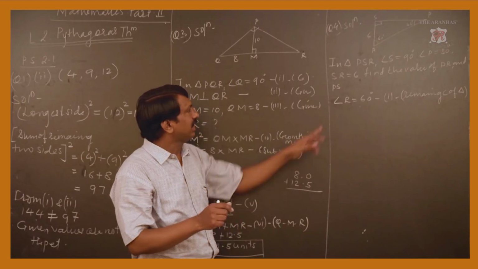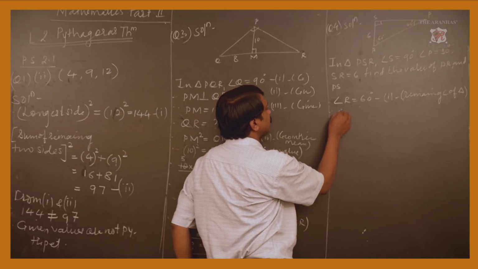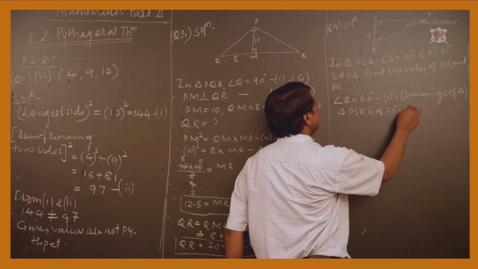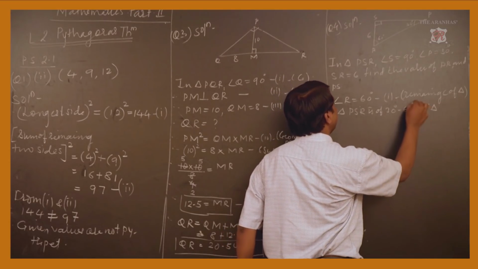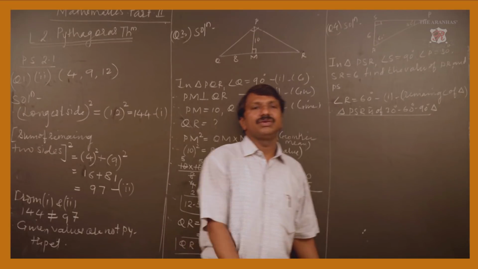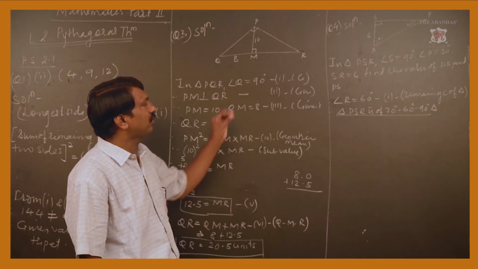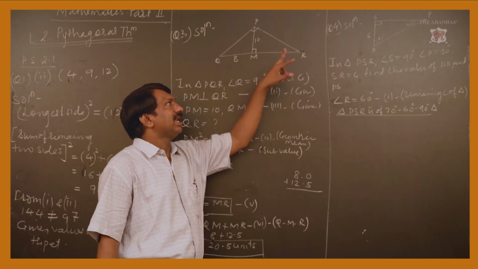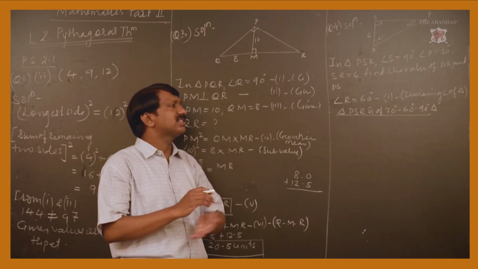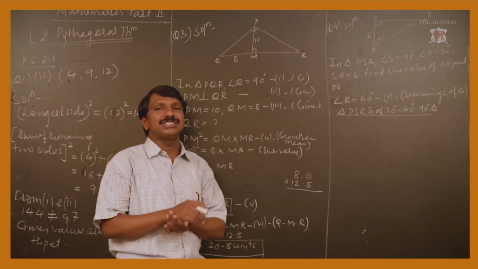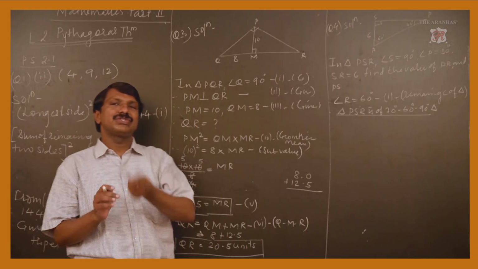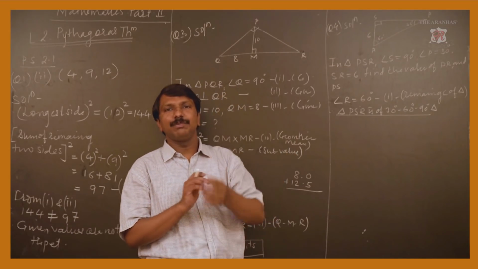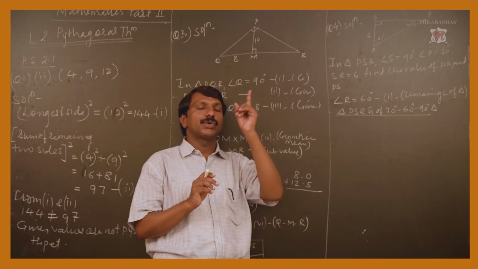So, we realize that angle R is equal to 60. Then immediately we will mention: therefore, triangle PSR is a 30 degree, 60 degree, 90 degree triangle. After finding the measurement of all the angles, angle P is 30, angle R is 60 and angle S is 90. So, if it is 30, 60, 90, immediately two statements we discussed: first, the opposite side to 30 degrees is half of the hypotenuse, and the opposite side to 60 degrees is root 3 upon 2 times the hypotenuse.